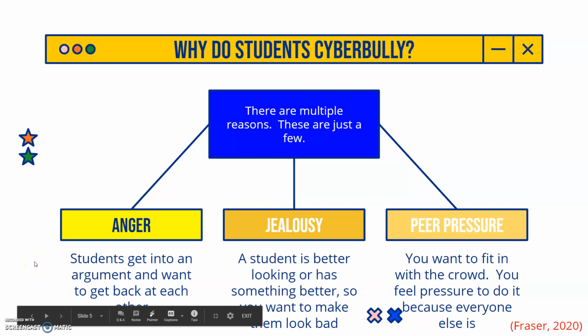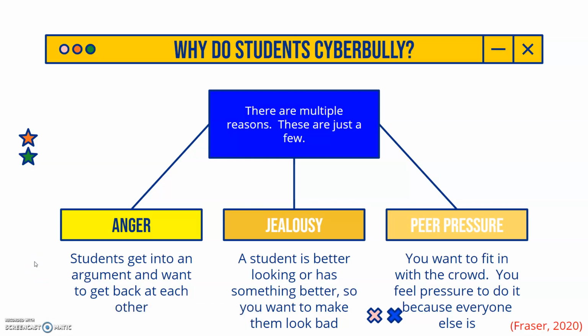Why do people cyberbully? There's a lot of different reasons that students do this. Here are just a few of them. One is anger. Maybe they got into an argument and they're trying to get back at somebody. They're mad at them for some reason. Another could be jealousy. Maybe they think that another student is prettier than them, or they've got a lot of stuff that they don't have, so they want to try to make that other student look bad.